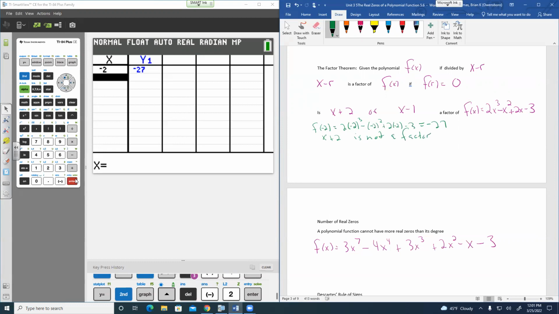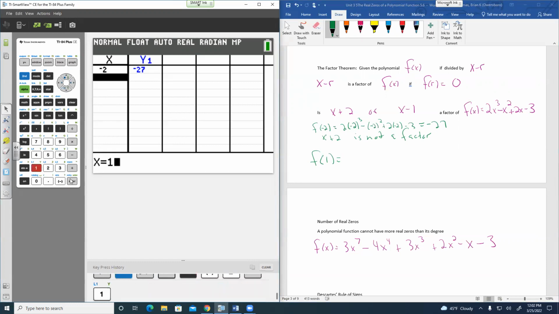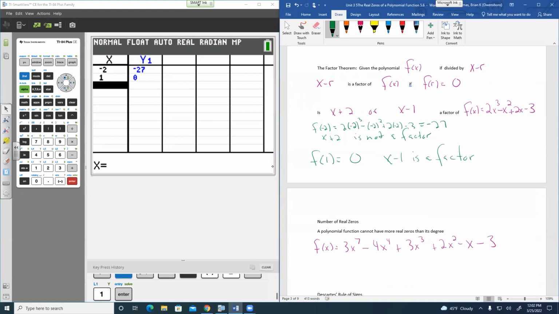If I evaluate f of 1, notice how that's x minus 1, so f of 1 is what I'm looking at. So instead of putting that all in, if I just let the calculator put 1 in, hit enter, notice how f of 1 actually equals 0. So that means that x minus 1 is a factor. So without having to do synthetic division or long division, I can determine if something is a factor by just evaluating the function at specific R values, if you will.